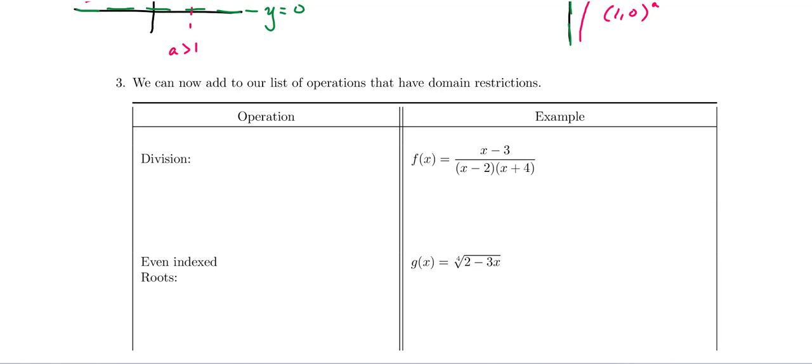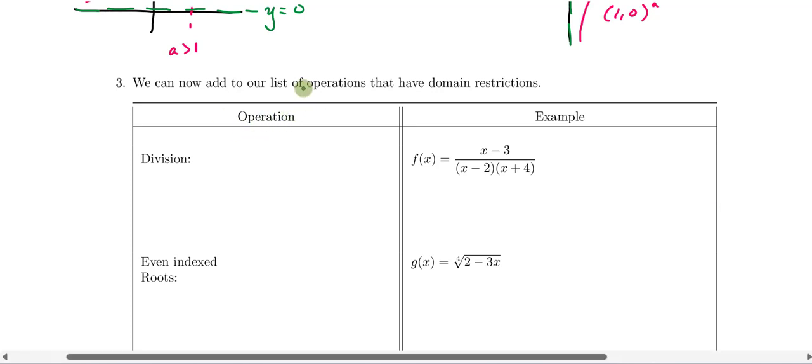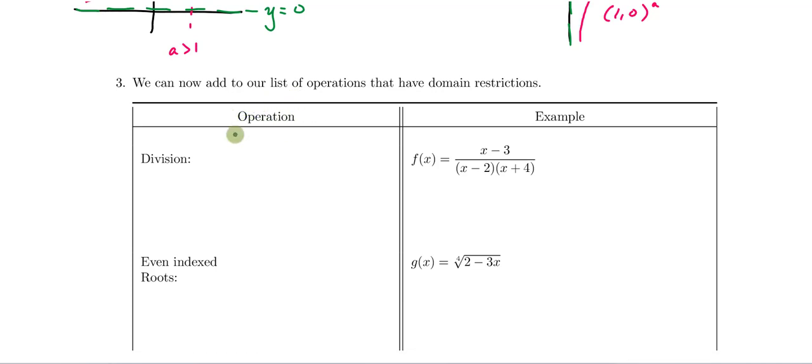So the first domain restriction, and you should think about this in terms of operations that we give. Most operations that we give in math work really well for all types of numbers, but certain operations have restrictions on them. One operation that has a restriction on it is division, and the rule here is you cannot divide by 0.